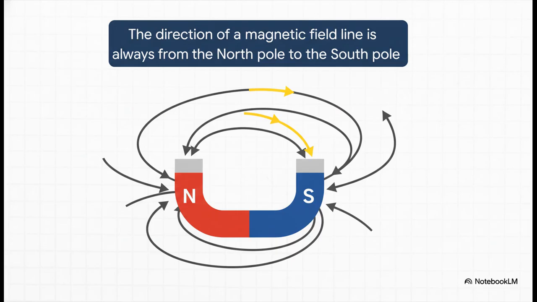Now, this is one of those simple rules you just have to burn into your brain, especially for drawing diagrams in the exam. Magnetic field lines always go from the North Pole to the South Pole. The arrows on the lines must point away from north and towards south. Every single time. No exceptions.